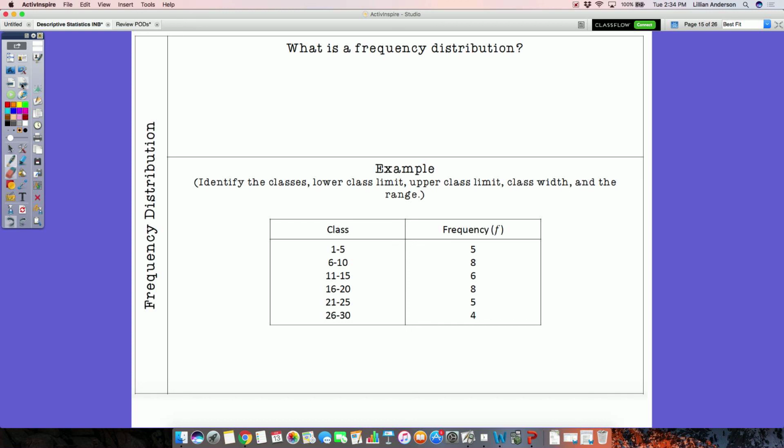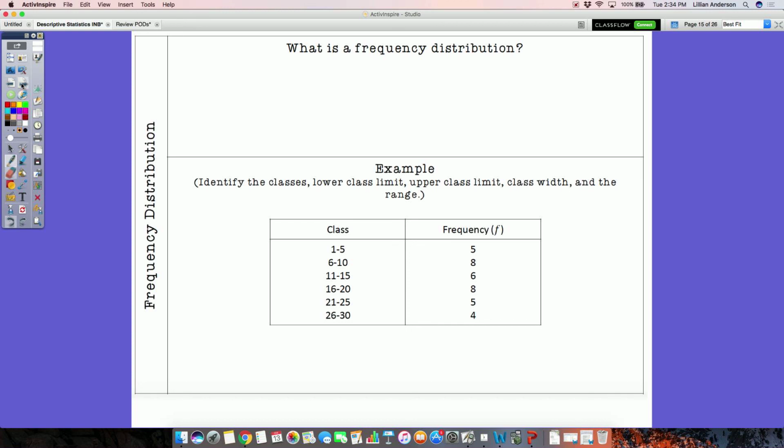You have your classes. As you can see, it is an interval: 1 to 5, 6 to 10, 11 through 15, so on and so forth. And then it has the frequencies as well. This is basically saying that for numbers 1, 2, 3, 4, and 5, any one of those numbers within that interval showed up 5 times out of our entire data. The numbers 6, 7, 8, 9, and 10 showed up 8 times amongst our data.